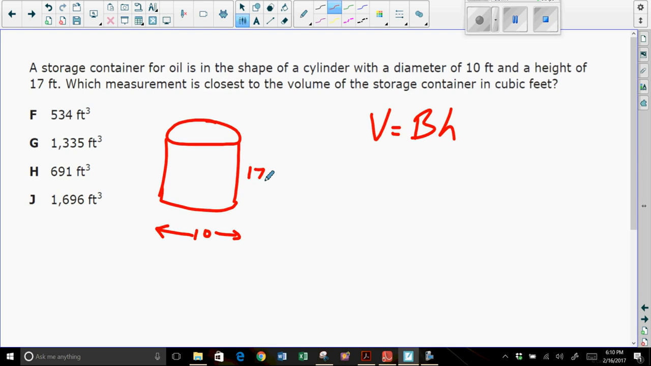Okay, so now I can start plugging things in. Here where it says capital B, the capital B stands for the area of the base. What goes into the area of the base depends on the shape you have on the floor. On a cylinder, we have a circle on the floor. So I'm going to have to go back to my formula card and look for the area of a circle.